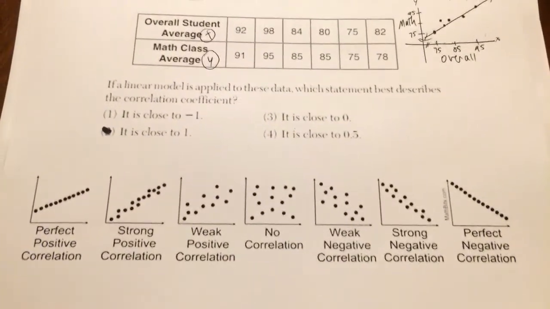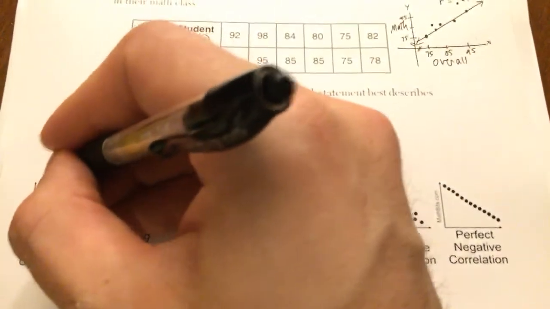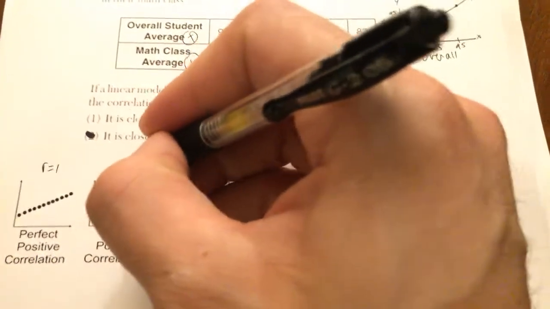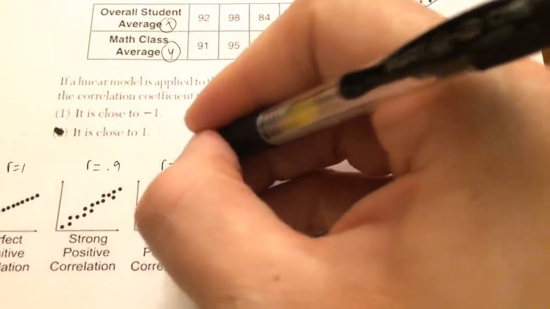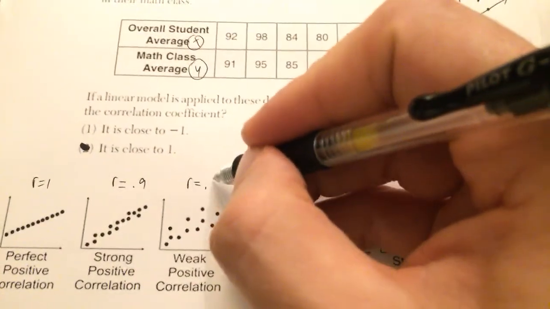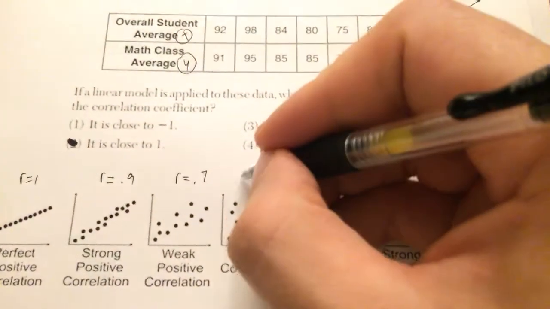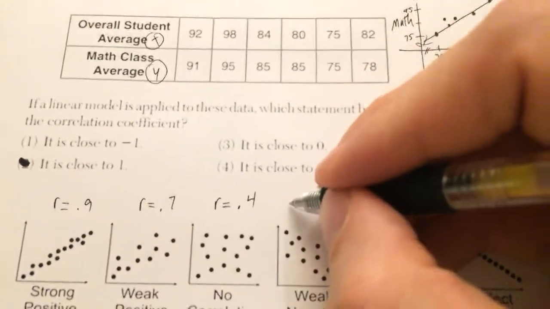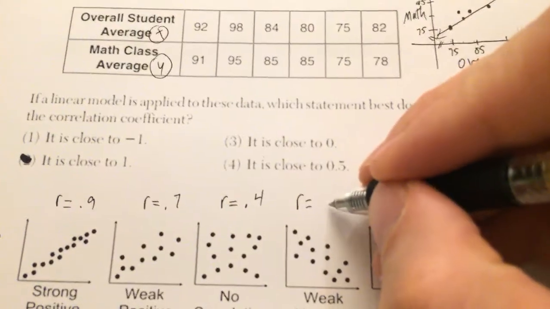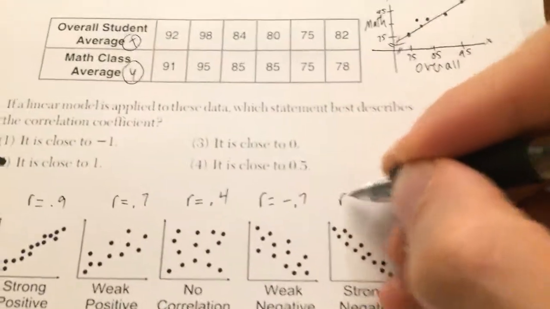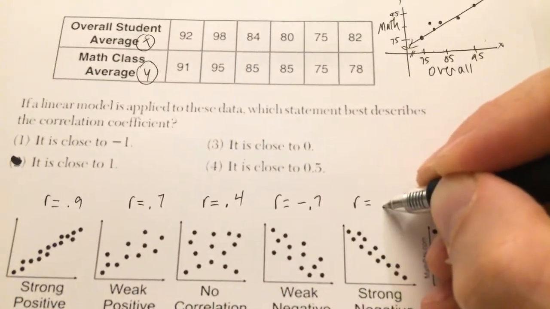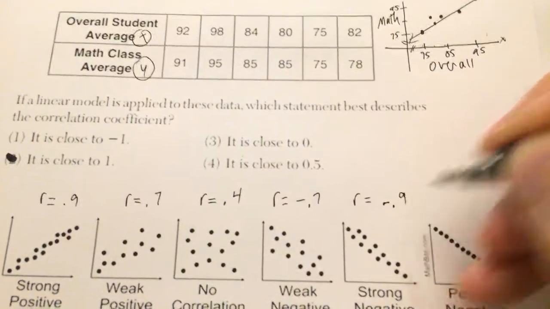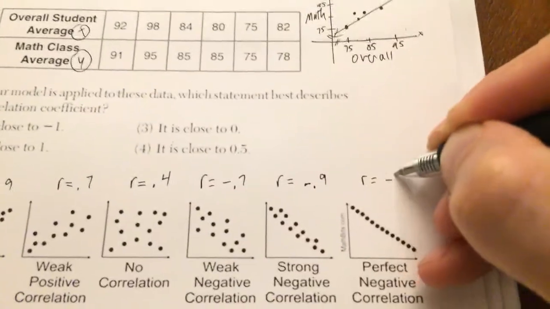Here's an idea of some. This would be an r of 1. This would be like 0.9. This would be like a correlation coefficient of 0.7. This would be a correlation coefficient of like 0.4. This would be a correlation coefficient of like negative 0.7. This one would be a correlation coefficient of negative 0.9, and this one would be a correlation coefficient of negative 1.